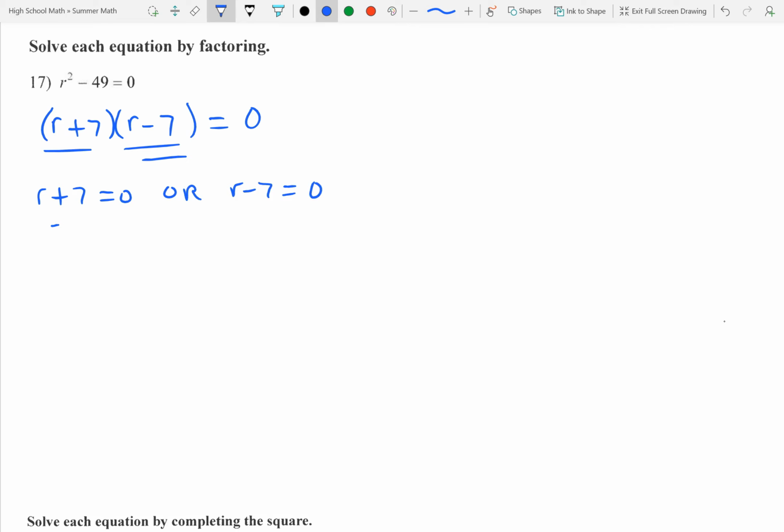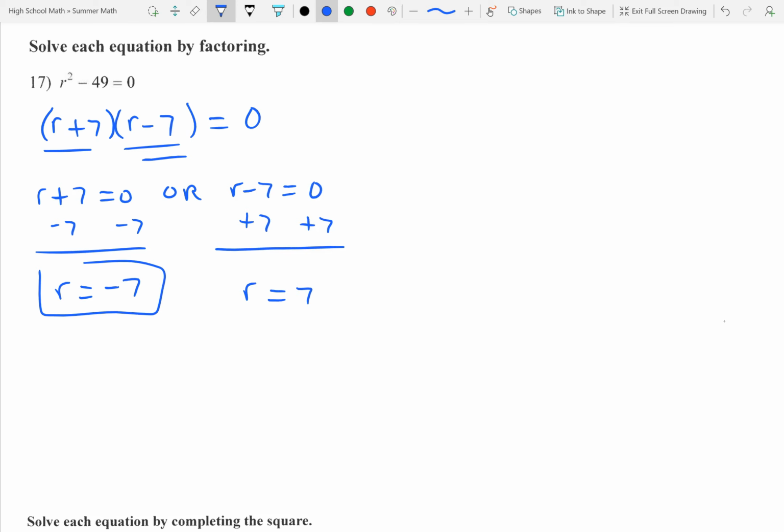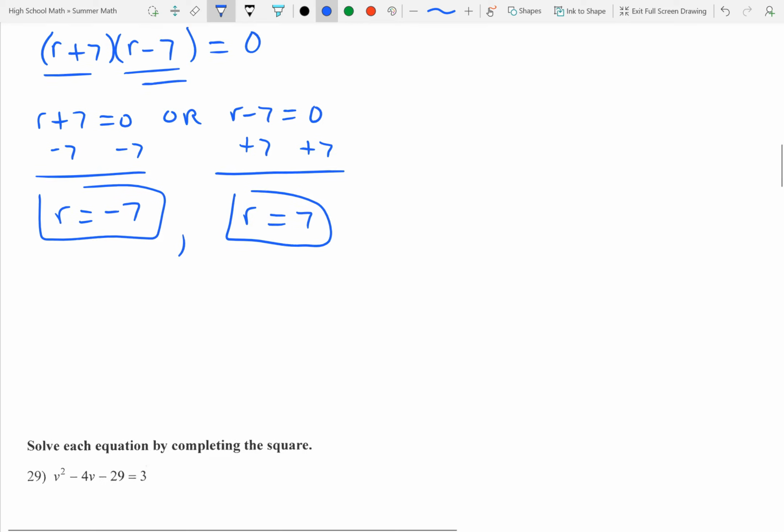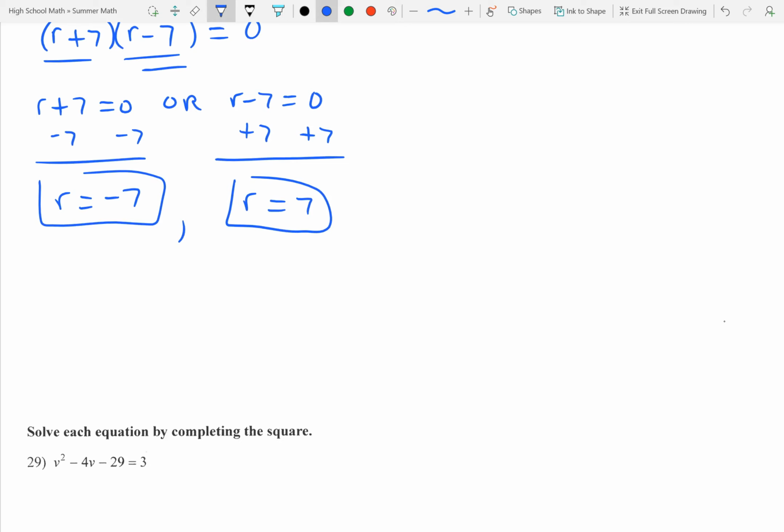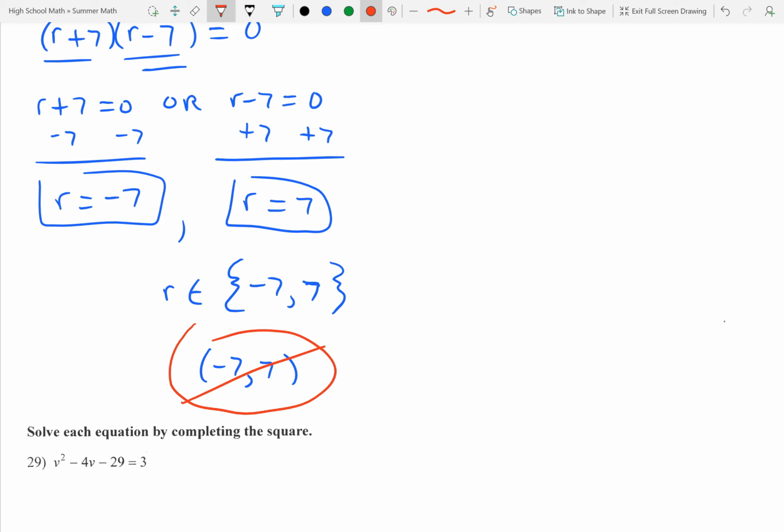Solving for r, we will subtract 7 on both sides here. This leaves r is a -7. Here we will add 7 to both sides. R is a positive 7. These are our two solutions. We could substitute them back in to show. Another way to express this would be that r is an element of the set -7, 7. It's not an ordered pair. It's not an x and a y. A lot of different ways to write this. A wrong way would be as an ordered pair. It's not an x and y. It's two values of the variable r.